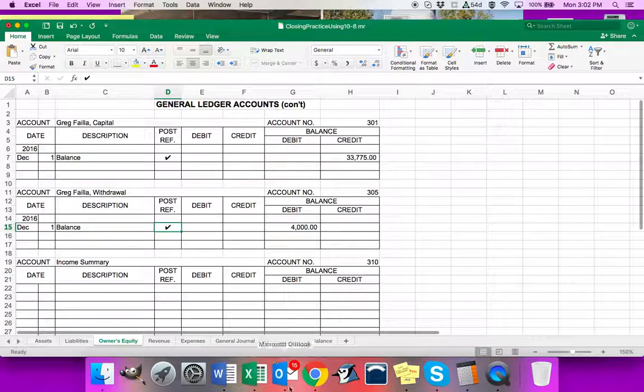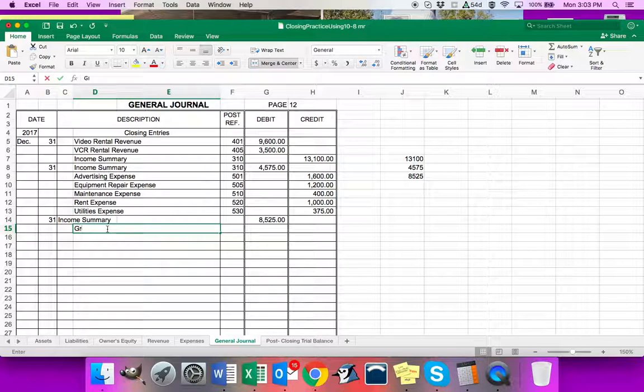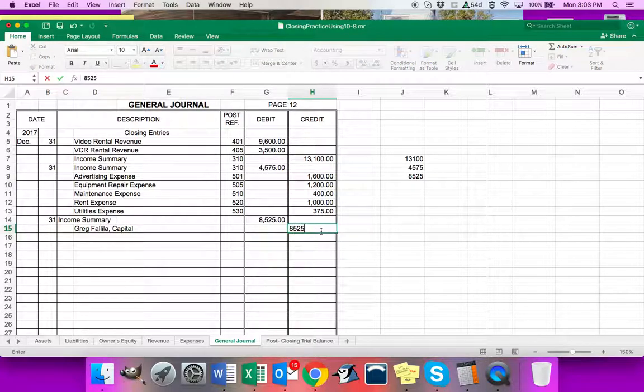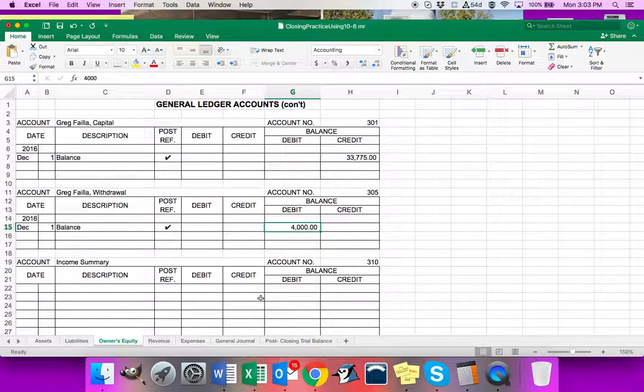So the capital is Greg Falila. I'm not really sure how to say that. Capital, and that's where we're going to put that, because essentially that 8,525 represents our net income. Then the last thing you have to close is your withdrawals amount. If you go back here, your withdrawals has a balance of 4,000 and it carries a debit balance. So to close it, we have to credit it, and we're going to subtract it from capital.